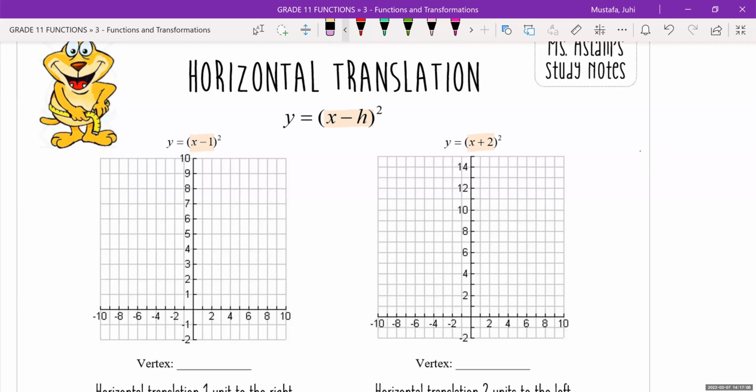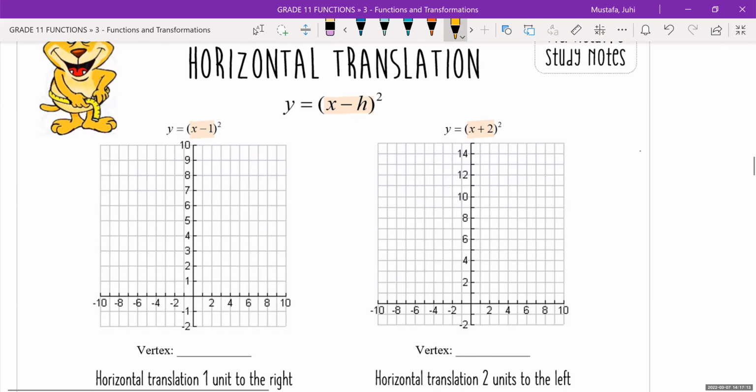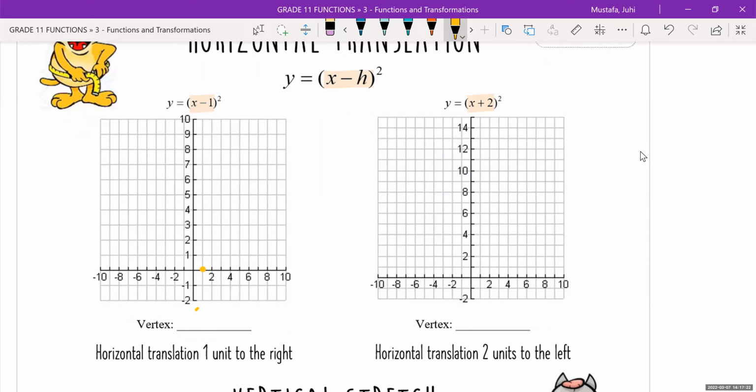So if you take a look at the first one, what do you guys think should be our vertex? If it's a negative 1 inside the bracket, which way are we going to be going? 1 unit to the right. So our vertex is going to be 1, 0. The way we would describe that is we would say a horizontal translation 1 unit to the right, and now we just use our regular step pattern. 1, 3 and 5.